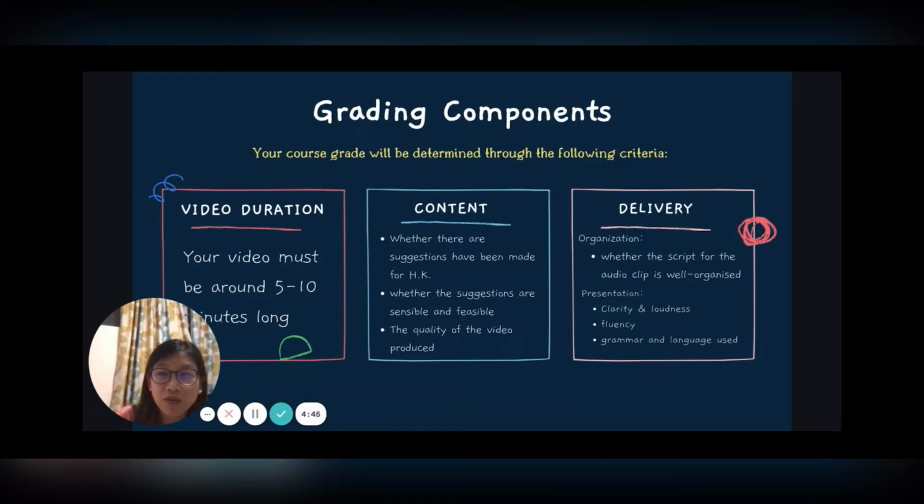Now, make sure your video duration is around 5 to 10 minutes long. Don't be too short and don't be too long, because otherwise either people get bored or they just don't understand much of your findings. So please make sure your video is at the right length, and we'll be also assessing whether your suggestions are logically sound, feasible, and sensible, whether your video is in high quality, and of course, your delivery will be also taken into account. We'll be judging if your script and audio clip is well organized or not, so make sure your speech is fluent, clear, and loud enough to hear.